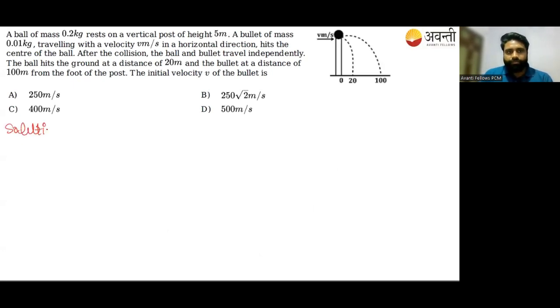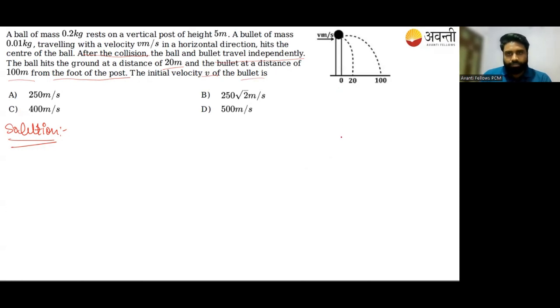This is also a question of collision. A ball of mass 0.2 kg rests on a vertical post of height 5 meter. A bullet of mass 0.01 kg traveling with a velocity v meter per second in horizontal direction hits the center of the ball. After the collision, the ball and bullet travel independently. The ball hits the ground at a distance of 20 meter and the bullet at a distance of 100 meter from the foot of the post. So the initial velocity v of the bullet is?